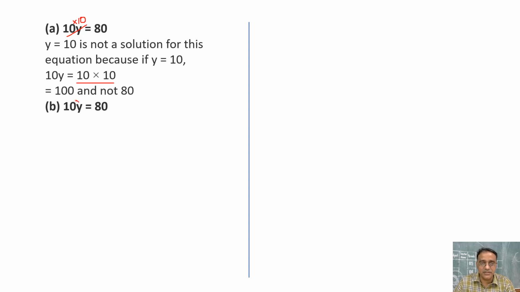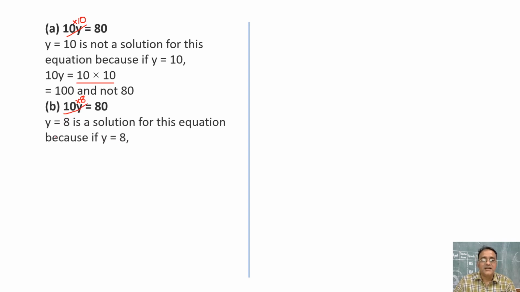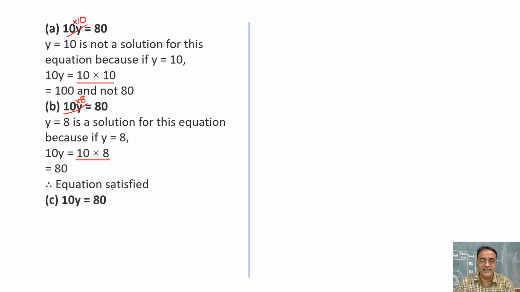अब 8 substitute करके देखो यहाँ पर. 10 into 8. Yes, sir. So y equals 8 is a solution for this equation, because if y is equal to 8, then 10y is 10 into 8, that is 80, equal to the RHS. ठीक है? So therefore the equation is satisfied. So next question, 10y is equal to 80, y equals 5 is given. So if we substitute 5, what are we getting?